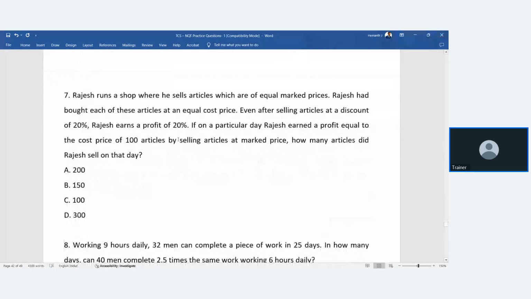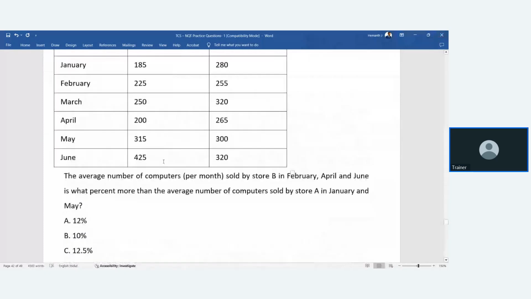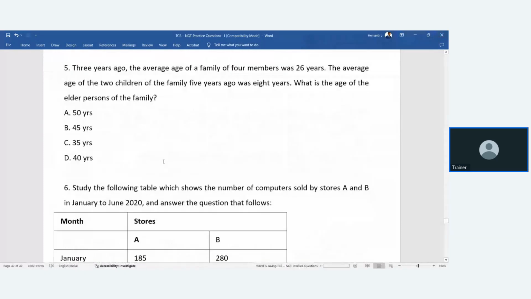Yeah, fine. See this ages related question. 3 years ago, the average age of a family of 4 members was 26. The average age of 2 children of the family 5 years ago was 8 years. What is the average age of the elder persons of the family? So 4 members, 2 children and 2 elder persons.